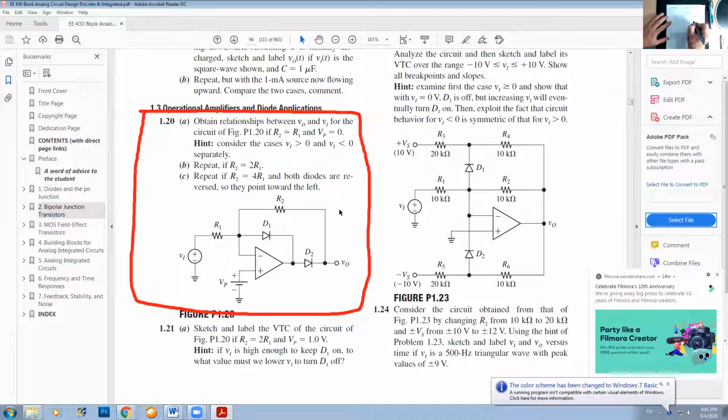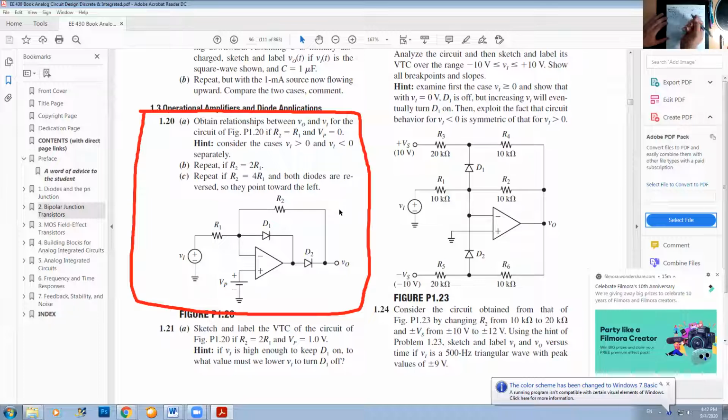Positive, negative, this is VP. This is V1, negative, positive. So this is R2. So we have everything we need. R1, V1. So most likely R1 is equal to R2. VP is equal to 0. And we need to take into consideration case 1, when V1 is greater than 0 and when V1 is less than 0.